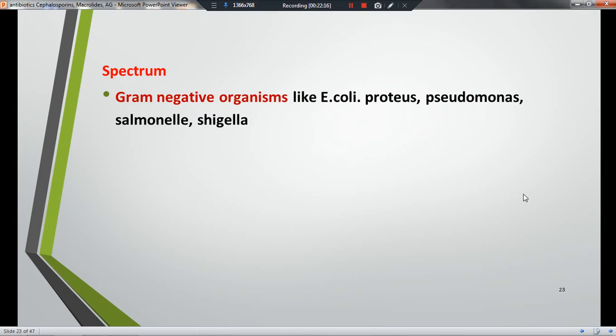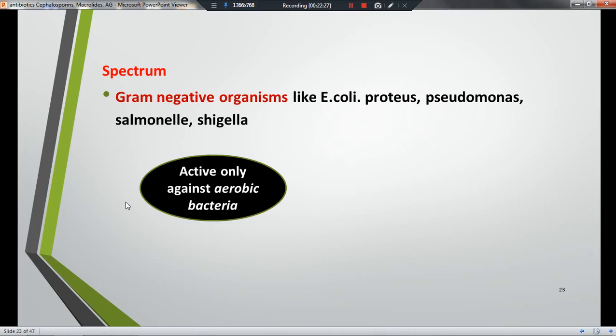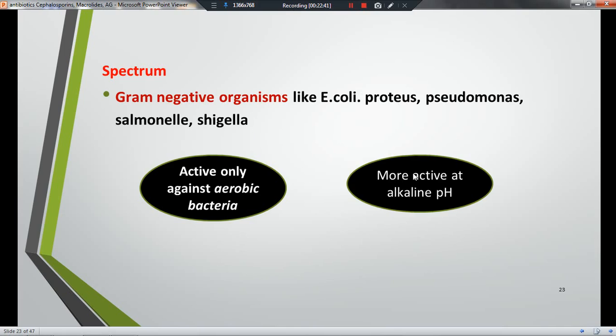Remember, the spectrum for aminoglycoside is aerobic gram-negative organisms. All the words are important. Aerobic, gram-negative. Why aerobic? Because it requires an aerobic transporter to transport the aminoglycoside into the cell, and it is active only against gram-negative organisms like E. coli, Proteus, Pseudomonas, Salmonella, Shigella, etc. And they are more active at alkaline pH. And all these aminoglycosides have some common properties. So we'll see the common properties first.